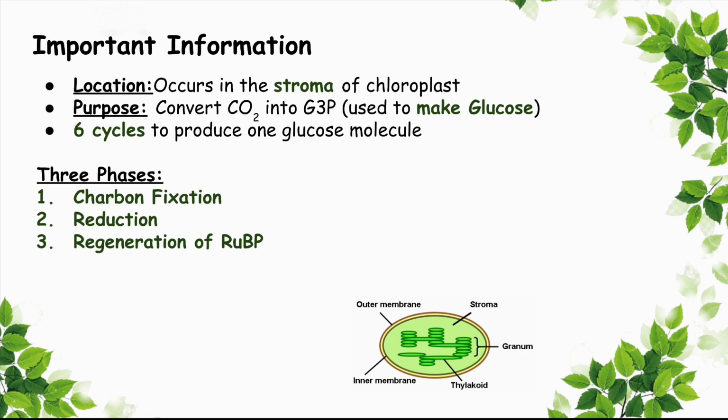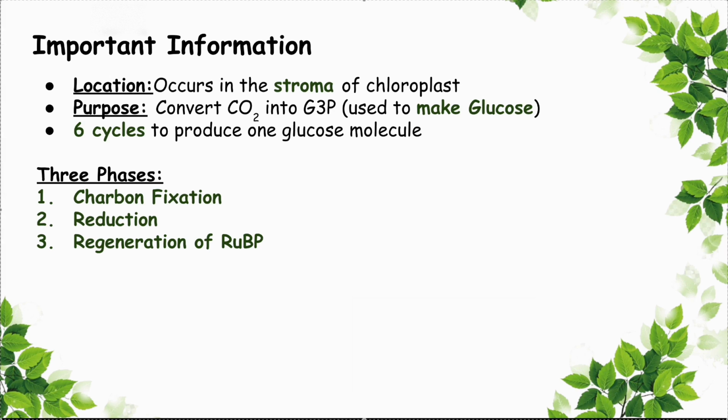We need 6 full cycles to take place to produce 1 molecule of glucose. The Calvin cycle has 3 phases. Phase 1 is the carbon fixation phase. Phase 2 is the reduction phase, and the third phase is the regeneration of RuBP. This will make more sense in the next slide.